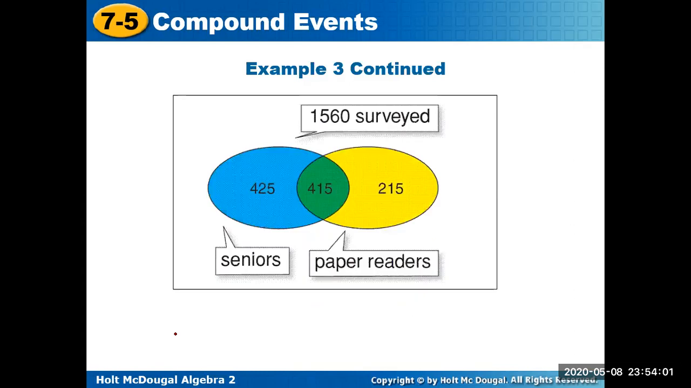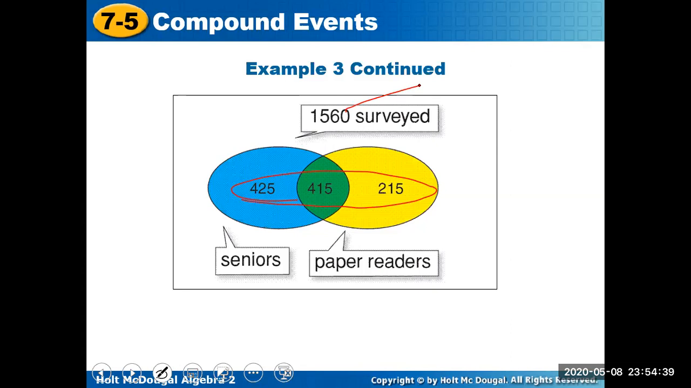So total 1,560 were surveyed. These many were seniors. So if you add these up, you'll get the total number of seniors. And if you add these up, you'll get the total number of paper readers. All right. So the question is seniors or paper readers. That means we have to add probability of seniors plus probability of paper readers minus probability of senior and paper readers. When you use a Venn diagram, it is much easier because you can just add all these three numbers and divide by the total.